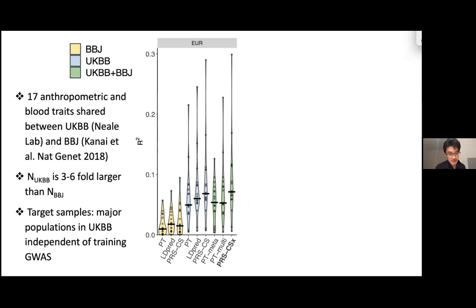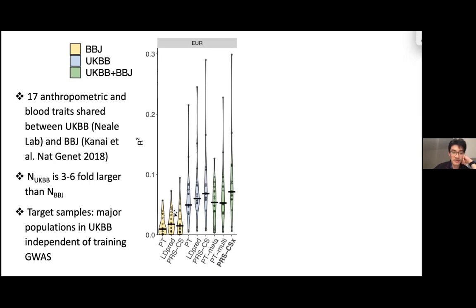Okay. So here are some results. So we selected 17 quantitative traits that are shared between the UK Biobank and Biobank Japan. And in this analysis, UK Biobank GWAS sample size is typically 3 to 6 times larger than the Biobank Japan GWAS. So we then train different PRS using BBJ GWAS only.